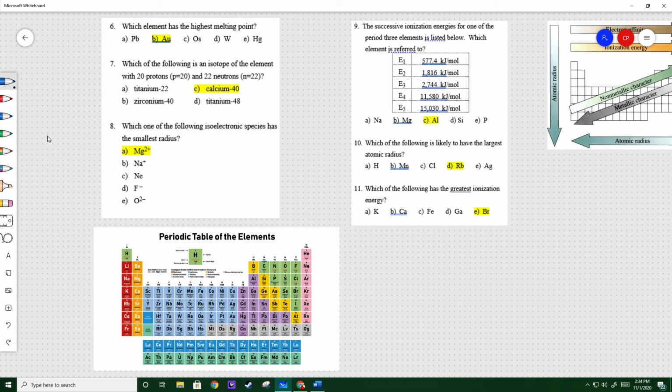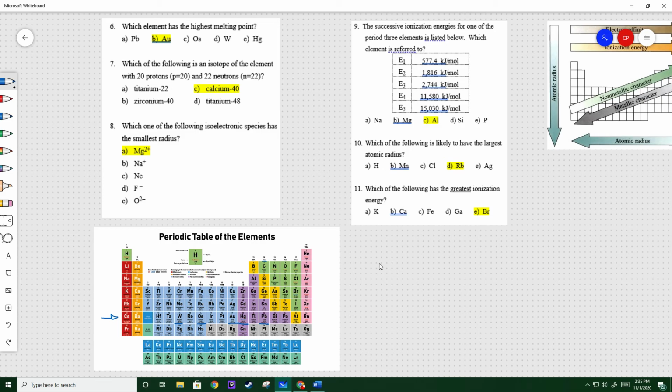So for number 6, it asks which has the highest melting point. These are all metals: lead, gold, osmium, tungsten, mercury. They're all in this 6th period. We have tungsten, osmium, gold, mercury, and then lead. Usually the transition metals are going to have the higher melting points, because of their s and d orbital electrons, they can form some pretty complex structures.